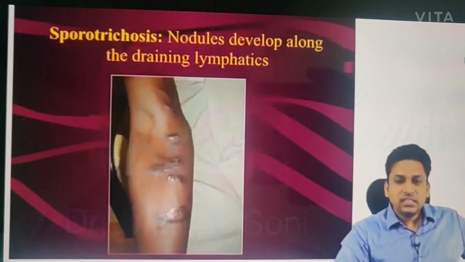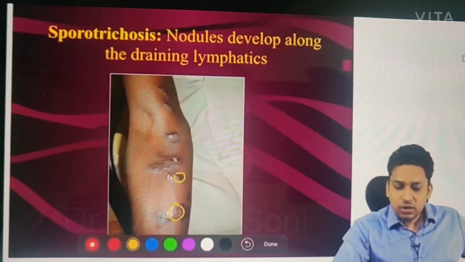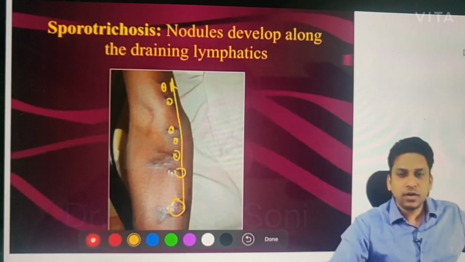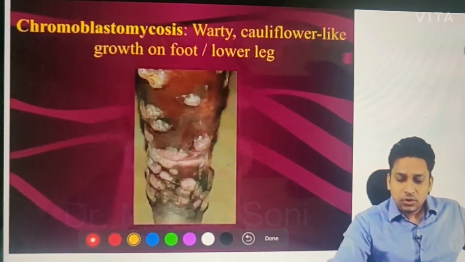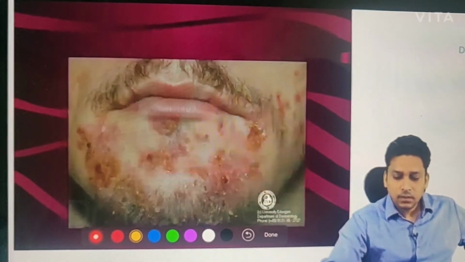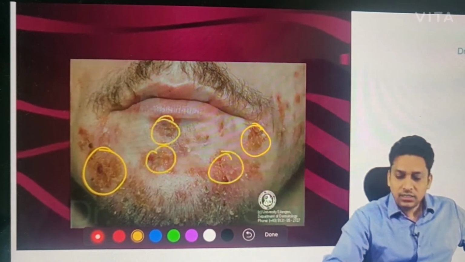Then in this patient you can see that the lesions are linear. So if you find these linear nodules along proximal lymphatics, it is a lymphatic variant of sporotrichosis. In chromoblastomycosis, rough growths are seen. If you find this characteristic golden yellow honey colored crusting, then it is impetigo.